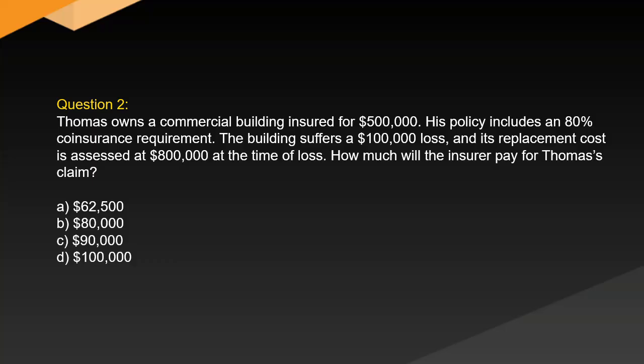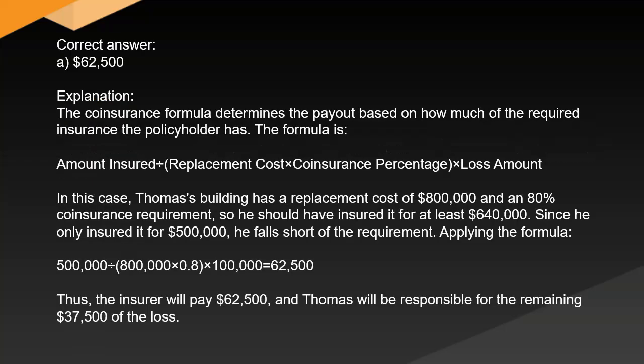The building suffers a $100,000 loss, and its replacement cost is assessed at $800,000 at the time of loss. How much will the insurer pay for Thomas's claim? A. $62,500. B. $80,000. C. $90,000. D. $100,000. Correct answer. A.